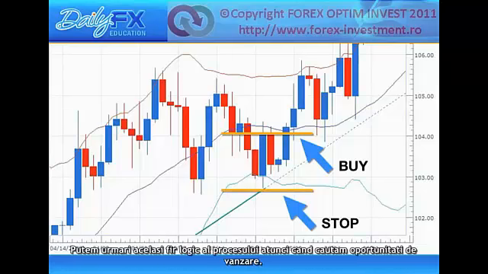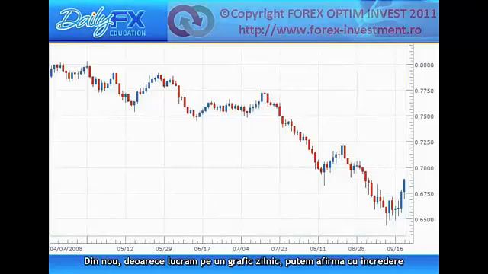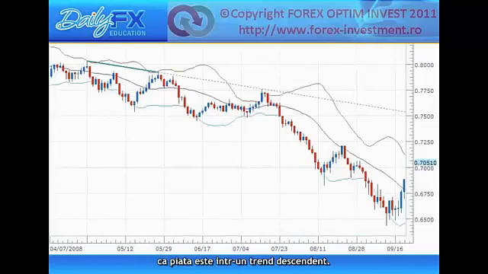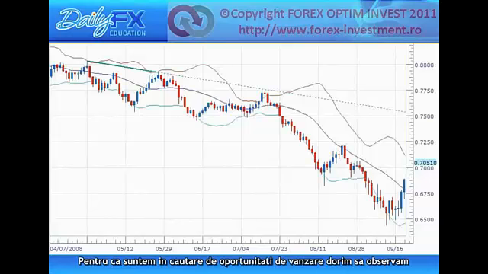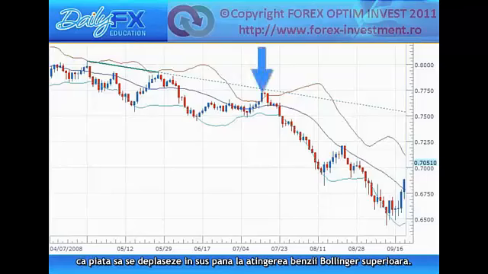We can use the same thought process when looking for selling opportunities. Again, because we're working off of a daily chart, we can confidently say that the market is in a downtrend. Because we're looking for selling opportunities, we want to watch for the market to move up to touch the upper Bollinger Band.